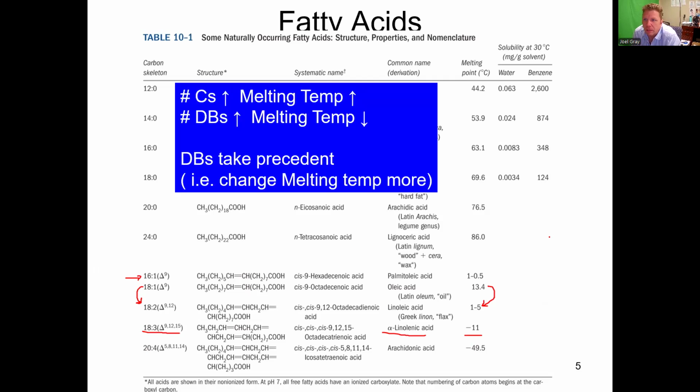And this is the information I want you to take from this table. I don't want you to say, okay, I know what lignoceric acid is, I know what alpha linolenic acid is, I know what arachidonic acid is. I want you to know what the trends are. The trends are if you increase the number of carbons, your melting point goes up. If you increase the number of double bonds, your melting point goes down. Then between the two, the number of double bonds is going to be more of a priority or higher influence, and that's going to change your melting temperature more.